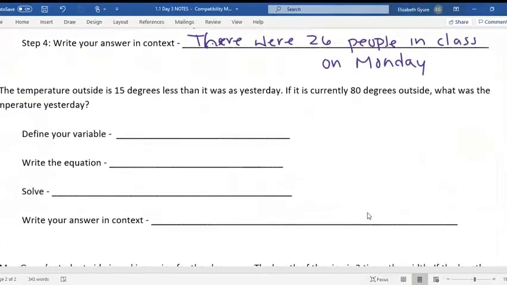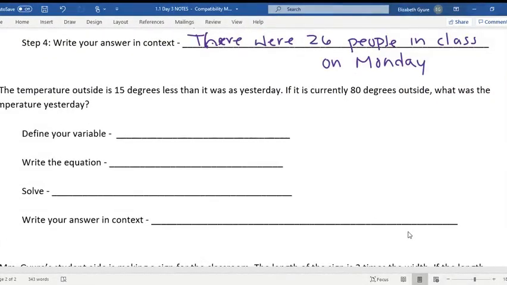All right. Number 2. Are we good so far? People at home, are we good? Okay. Word problems are tricky. We're gonna do them a bunch throughout, so you guys get used to them. All right. Number 2. The temperature outside is 15 degrees less than it was yesterday. If it is currently 80 degrees outside, what was the temperature yesterday?